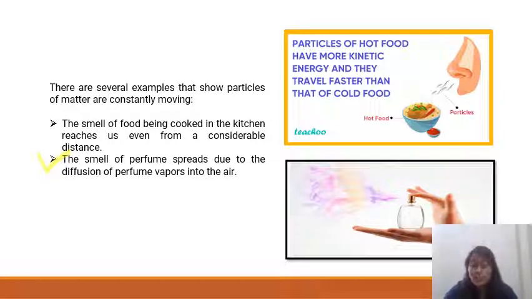Like for perfume, you can say that if you are sitting in this room and suddenly one person across from you puts on some strong perfume. Even if the person is gone, you can still smell the perfume. This is because the particles of the perfume get mixed with the particles of the air. So that's why we can smell the perfume. Okay.